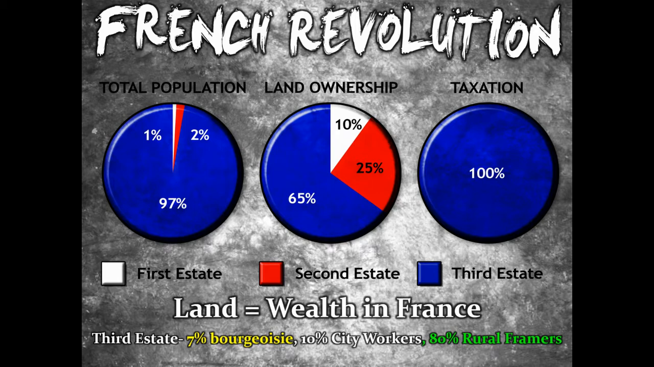We talked about how wealthy they were. And here's a good example of that. 7% of the bourgeoisie own 25% of the land. And then you have the rural farmers that own about 40% of that land. So when you really take a look at it, 10% of the population, who are the wealthy, own 65% or 60%, I'm terrible at math, of the land in France.